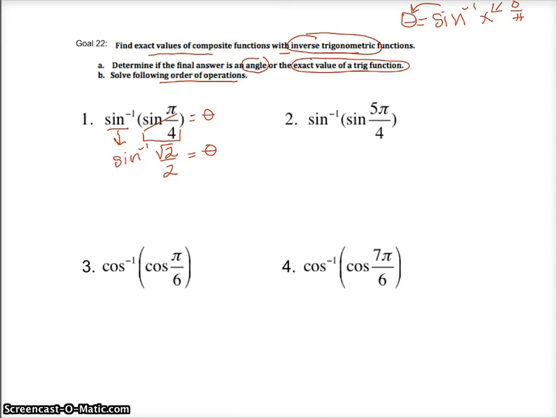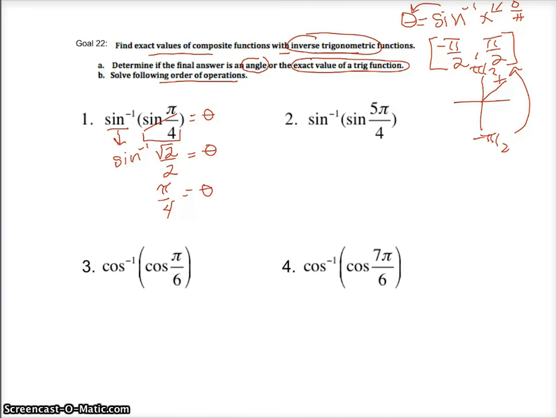Remember that inverse sine has its range from negative pi over 2 to pi over 2, which tells me that I will be looking between quadrants 4 and 1. Root 2 over 2 is positive, so we'll look in quadrant 1, and we know that in quadrant 1, sine is equal to root 2 over 2 at pi over 4 radians.